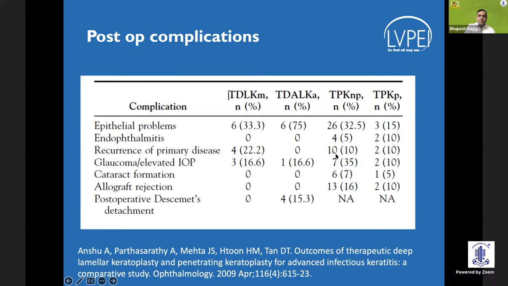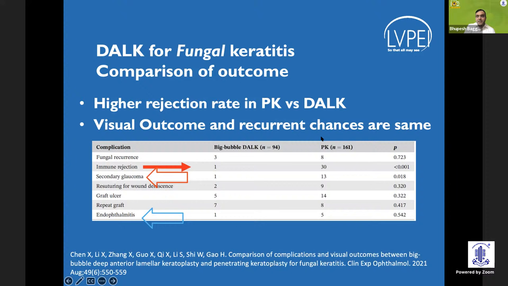In another series by a Chinese group, they compared DALK for fungal keratitis exclusively, with a large sample size, 94 in the DALK group and 161 in the PK group. There they showed the recurrence is not that different, but rejection as well as glaucoma and endophthalmitis are much more seen in the PK group. So that is one way to show that even if the long-term visual outcome and recurrence chances are the same, rejection, glaucoma and endophthalmitis are less.